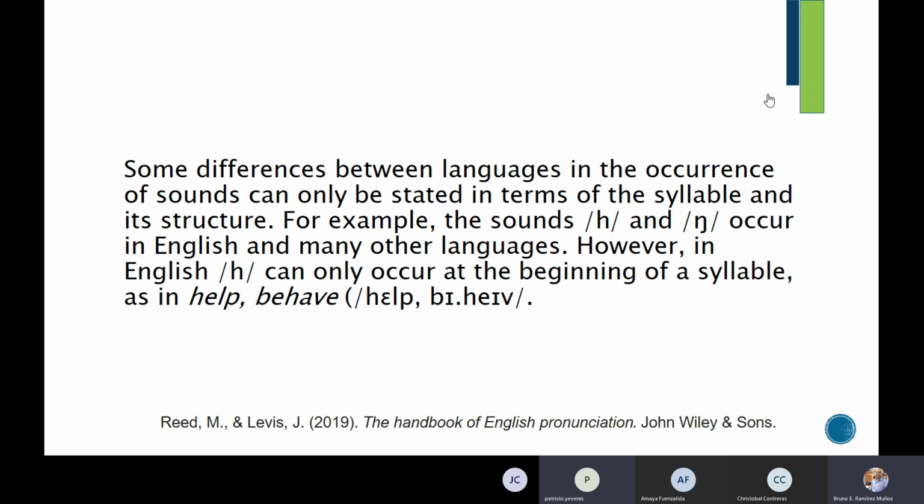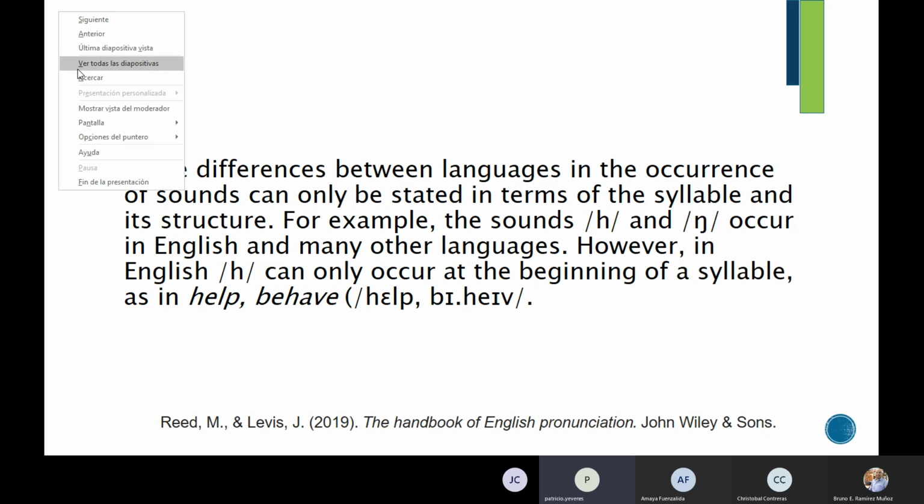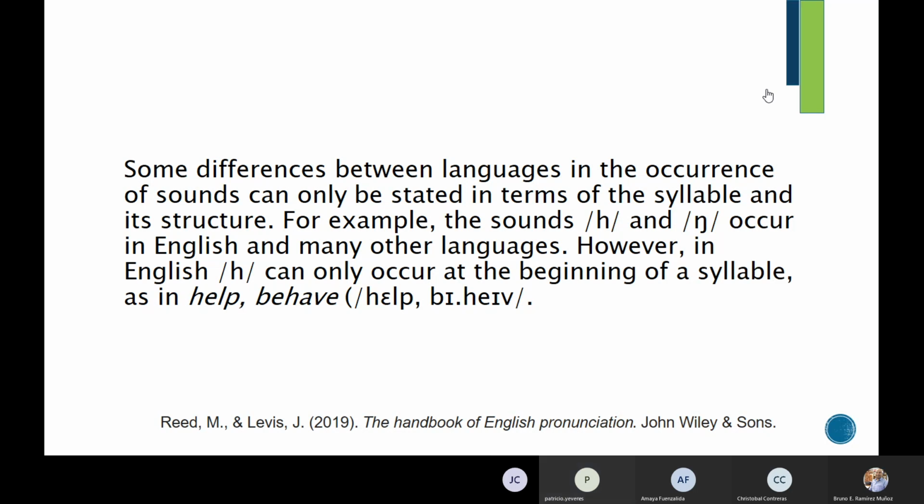Okay. Some differences between languages in the occurrence of sounds can only be stated in terms of the syllable and its structure. For example, the sounds h and ng occur in English and many other languages. However, in English, h can only occur at the beginning of a syllable, as in help, behave. Help, behave. Yeah, right. Excellent. Thank you so much, Patricio.